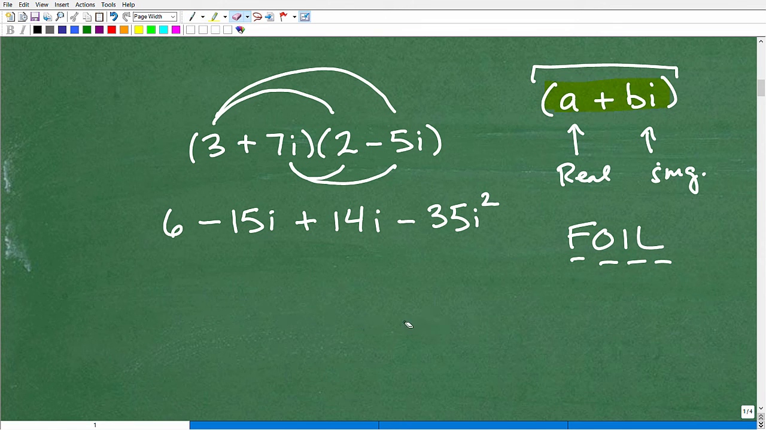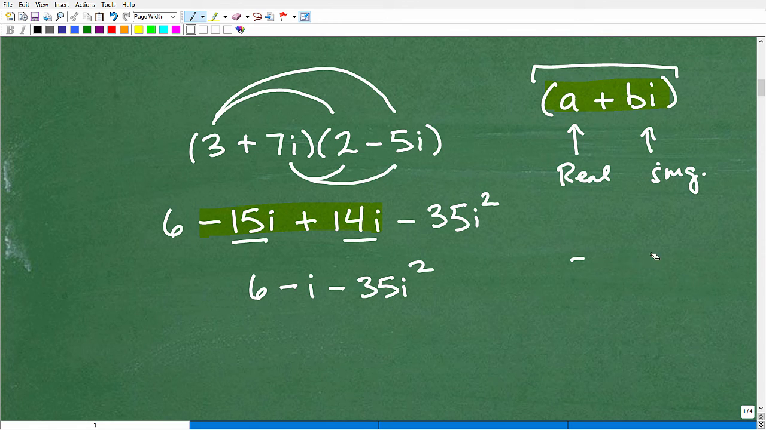Okay, we're not done yet. We've got a lot of little cleanup work to do. So now we're going to go ahead and combine like terms. This negative 15i and 14i, we can combine because they both have i's in them. Just think back to your basic algebra, combining like terms. So this would be 6 minus i, minus 35i squared. Negative 15i plus 14i is a negative 1i. All right, so we're getting there, but we're not done yet.